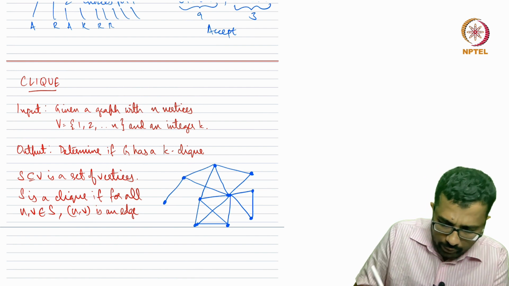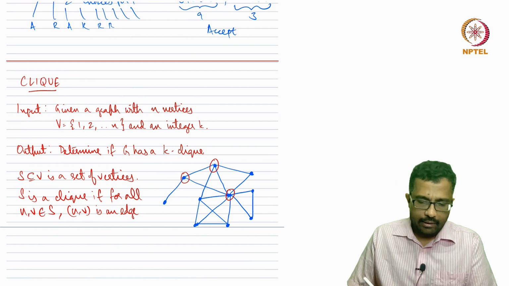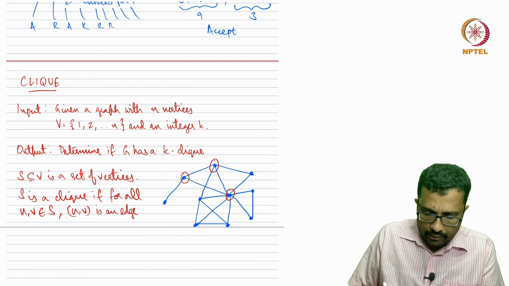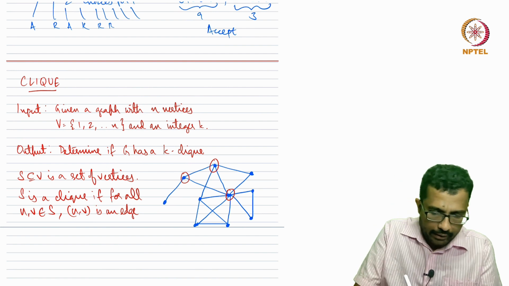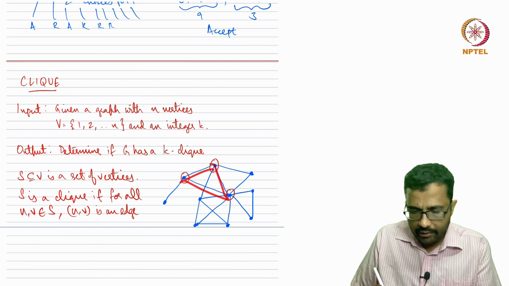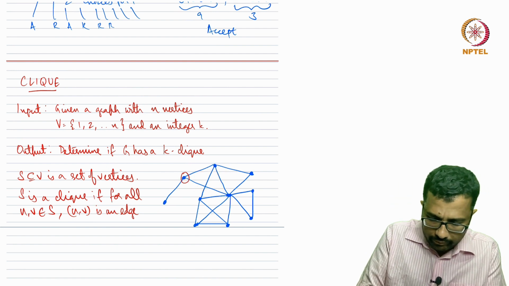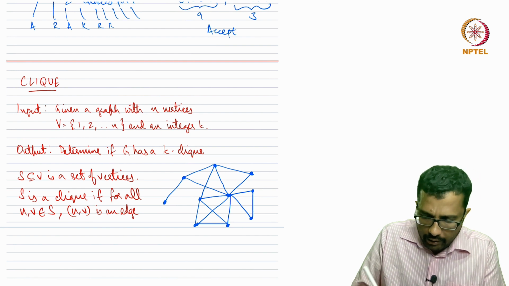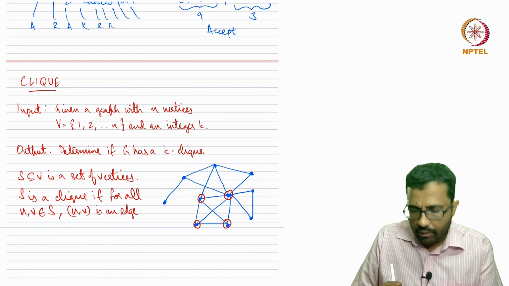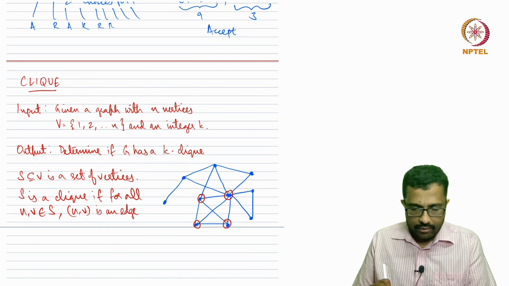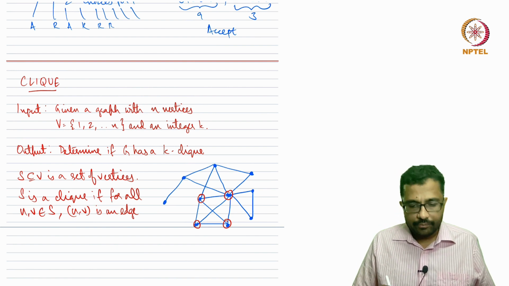Maybe we'll just draw one example. So these three vertices form a clique, because there are three vertices and they form a triangle of sorts, meaning any two that you take are connected by an edge, right? Another example is these four vertices. This also forms a clique, because any two that you take, there is an edge between them.